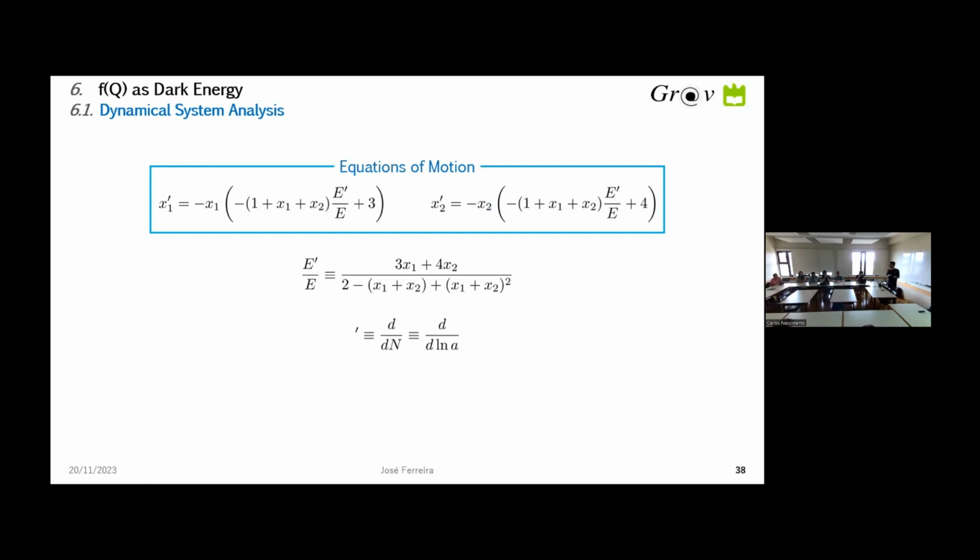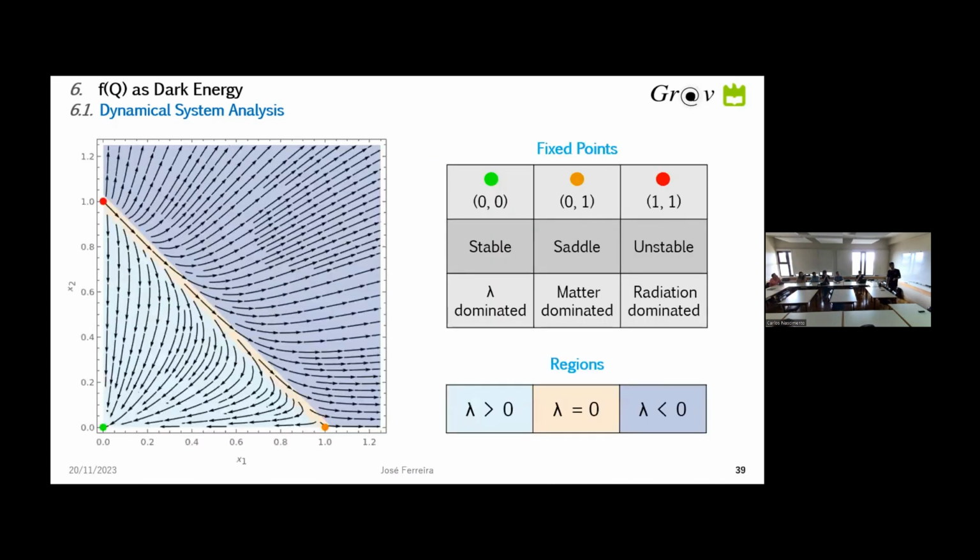Because we have a closed system, in order to study its properties, all we need is to study two of its variables, of which we pick x1 and x2. We differentiate with respect to the number of e-folds, which is simply defined as the logarithm of the scale factor. It's a proxy for time in this dynamical system. There's an interesting symmetry between x1 prime and x2 prime: the only difference between them is a 3, which comes from the scaling of matter, and a 4, which comes from the scaling of radiation. In this plot, you can see the dynamics of the system in phase space, its corresponding fixed points, and the existence of 3 disjoint regions based on the sign of lambda.